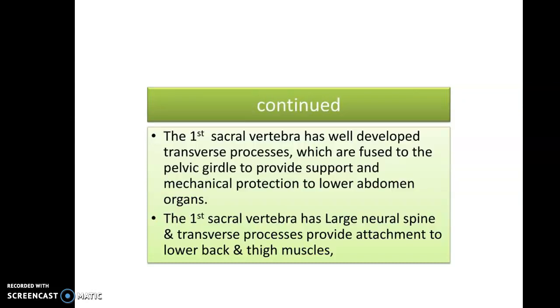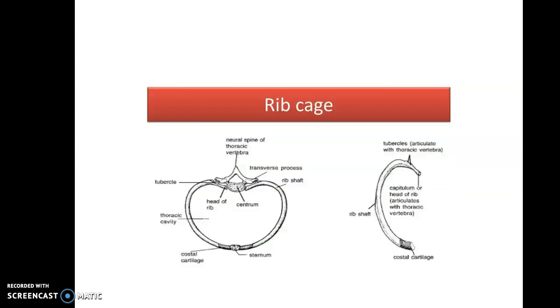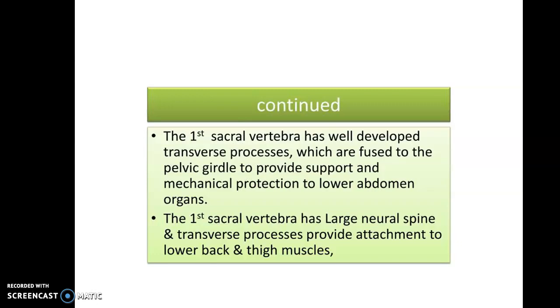The first sacral vertebra is very well developed, with well developed transverse processes which are fused to the pelvic girdle to provide support and mechanical protection to the lower abdominal organs. The first sacral vertebra has a large neural spine and transverse process that provide attachment to lower back and thigh muscles.